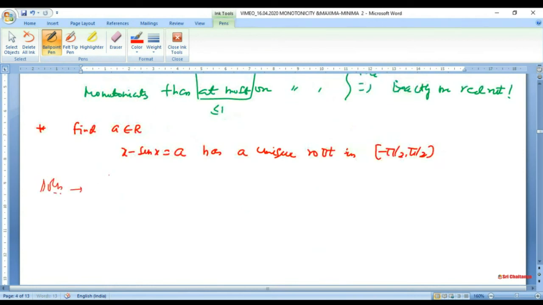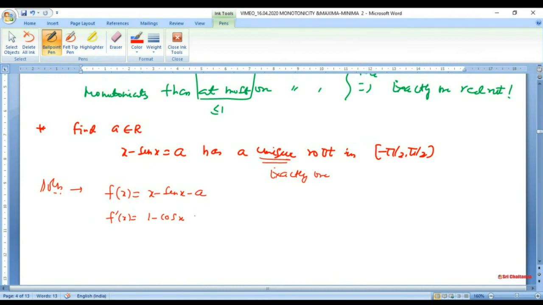So let's do it like this. You want it to be a unique root. Exactly one. Unique means the same thing, exactly one. The exact word is important. Now, let me write the function as f of x is x minus sine x minus a. So now f prime x, as usual, is 1 minus cos x, and this a contributes nothing, its derivative is 0, constant. So f prime x is 1 minus cos x.